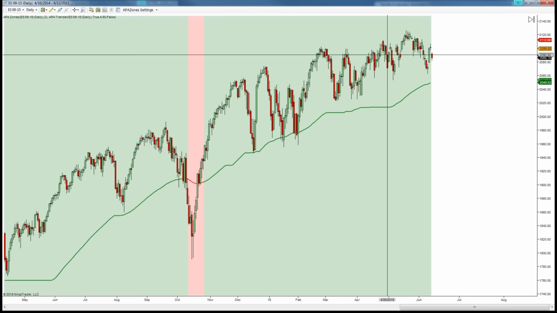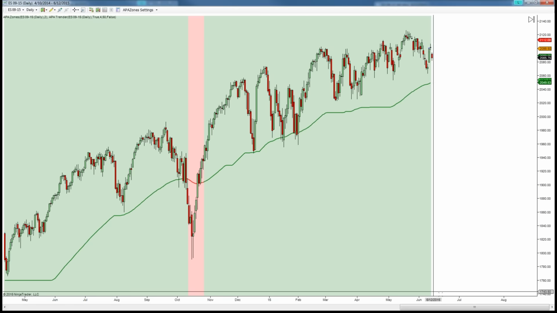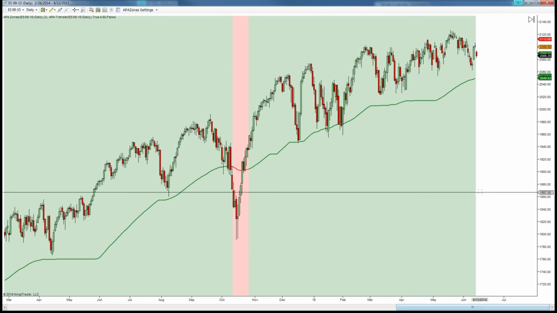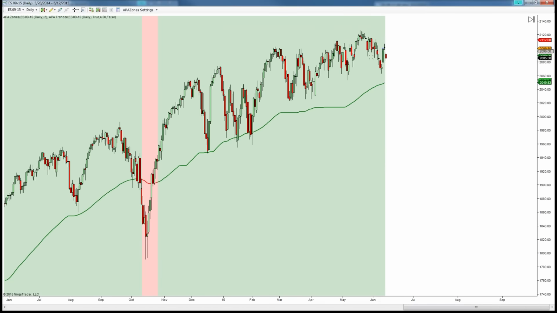But right now I would say it's getting a whole lot more consolidated than what we saw back there in 2011. So just an interesting observation.